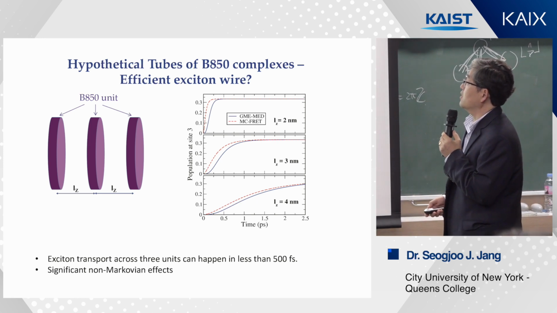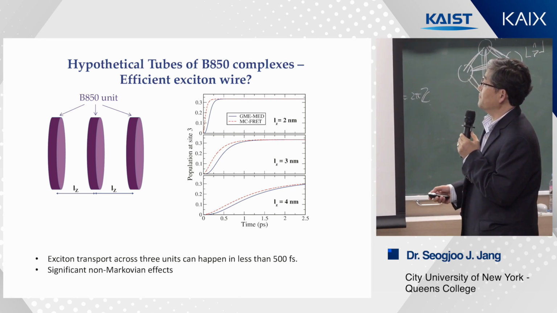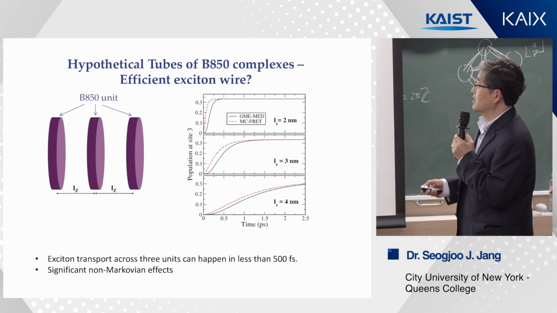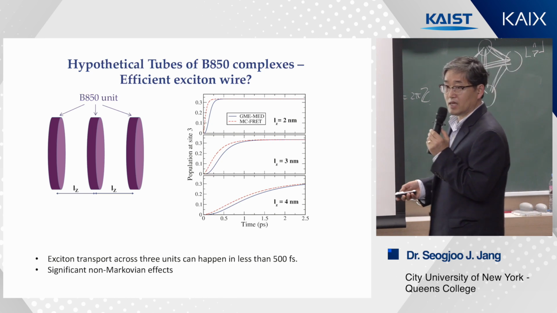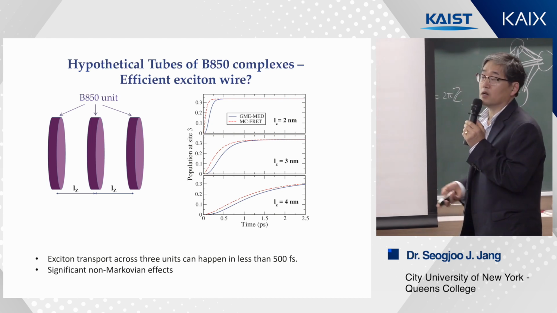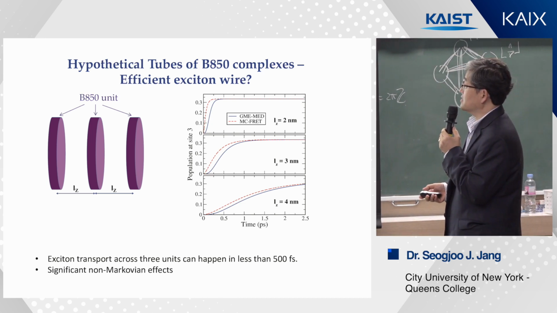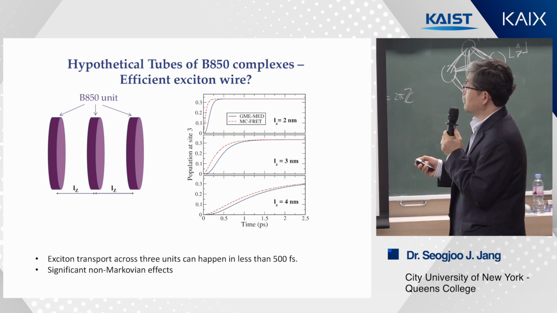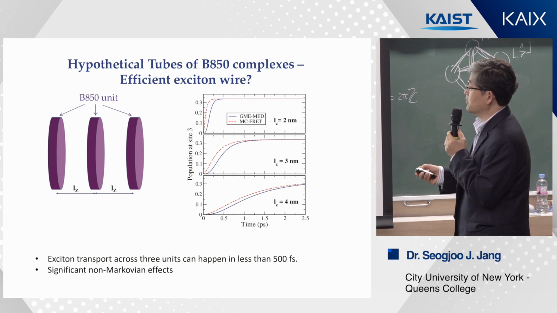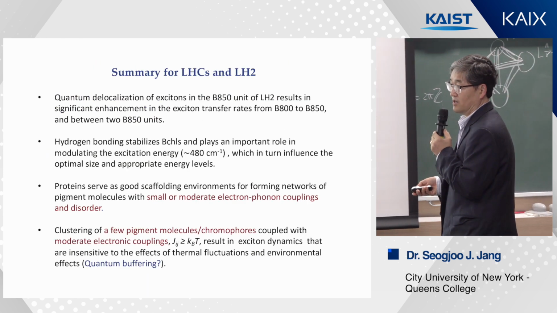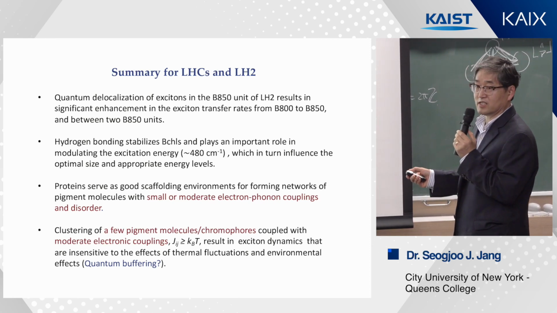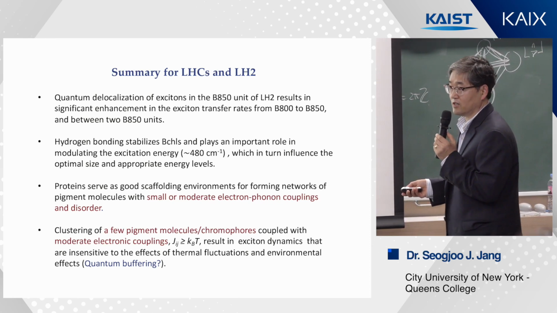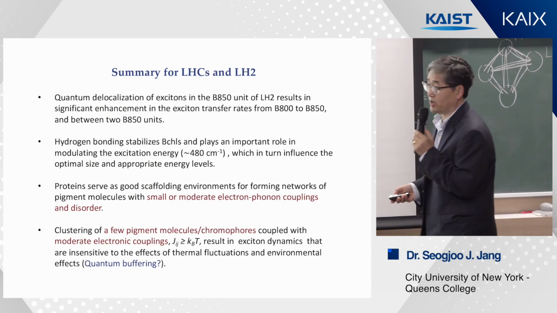Most recently, we also found that if we align the B850 complexes this way, they may serve as efficient light harvesting antennas that can transport the excitons quite efficiently across this region. So this suggests that if this kind of synthetic system can be made, it may serve as an efficient exciton transporter.